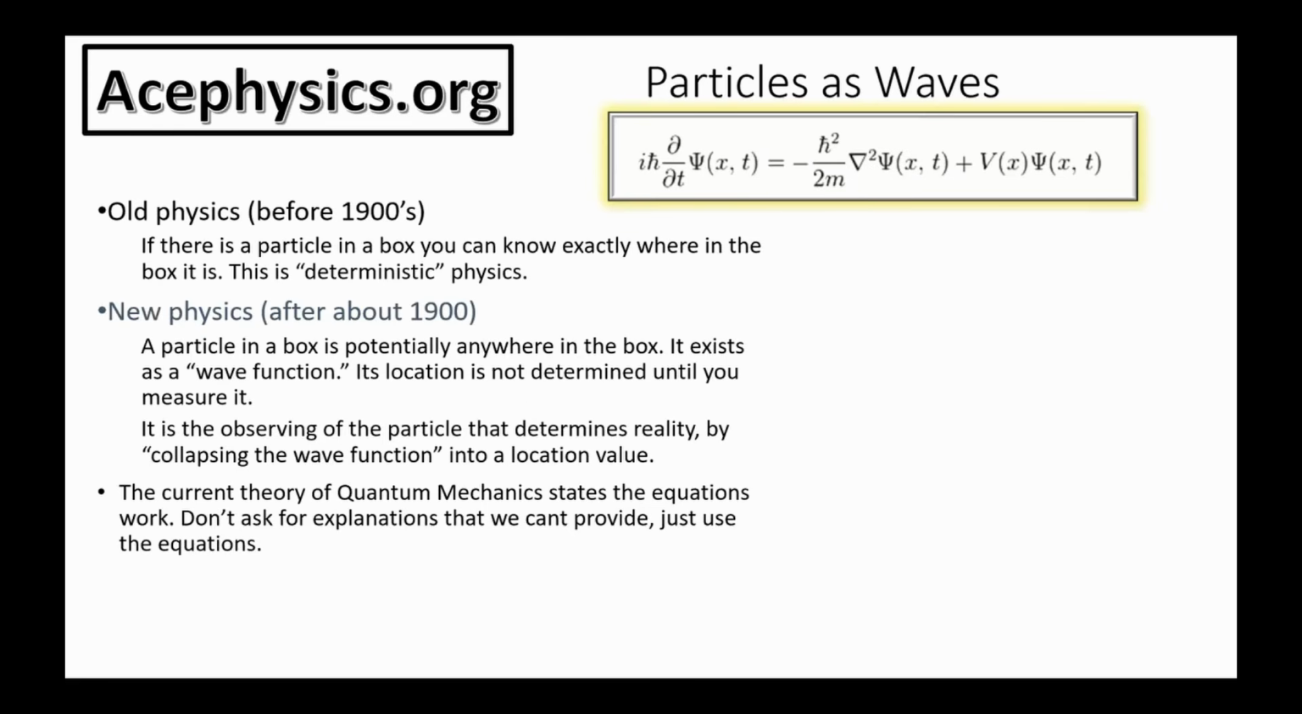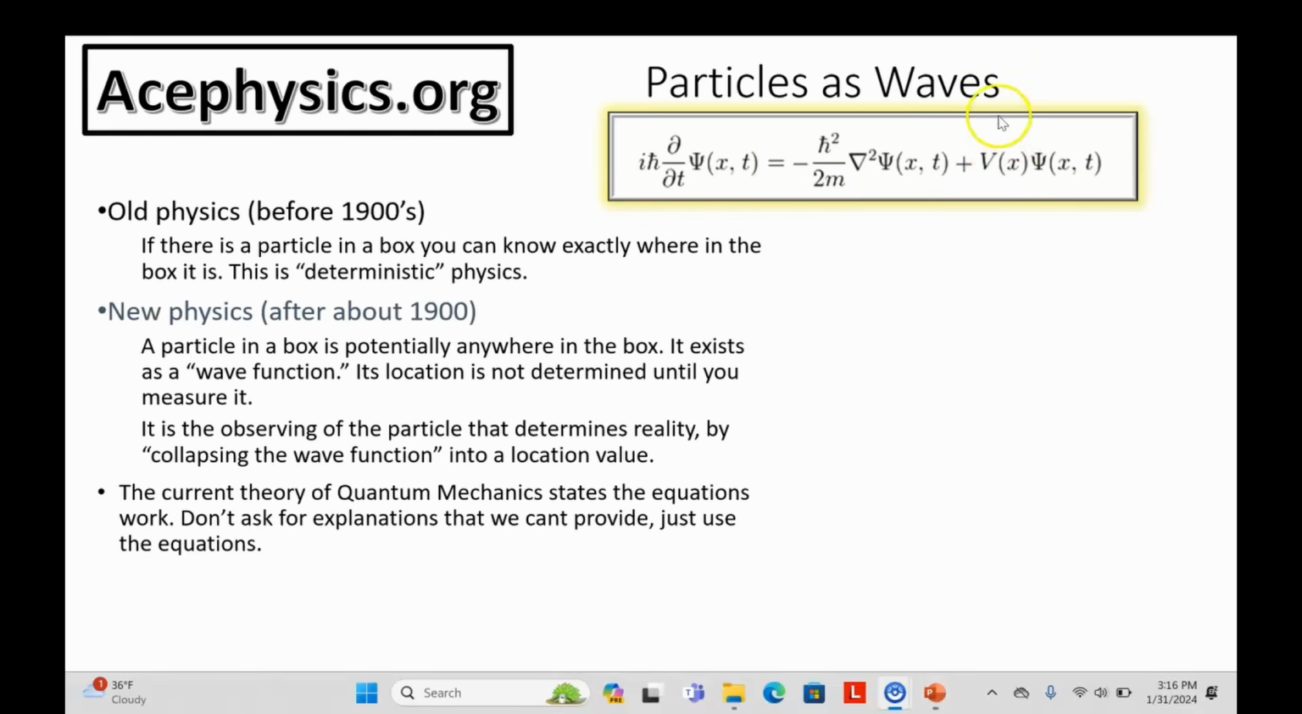Because particles can behave as waves, there's a wave equation for particles, and this is called the Schrödinger equation. I've written it up here. This is an equation for waves, and it tells you the wave nature of particles.